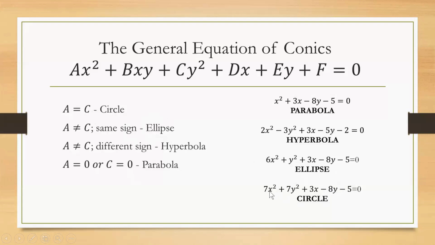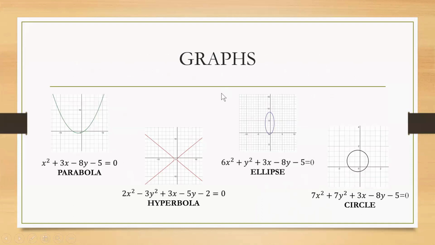Next, 7x squared plus 7y squared plus 3x minus 8y minus 5 equals 0. This is a circle because our A coefficient and our C coefficient are equal. They are both 7, positive 7 to be exact. That's why this equation is a circle. Next, if we plot them into a graphing calculator, or if we graph them manually, we can get these graphs.